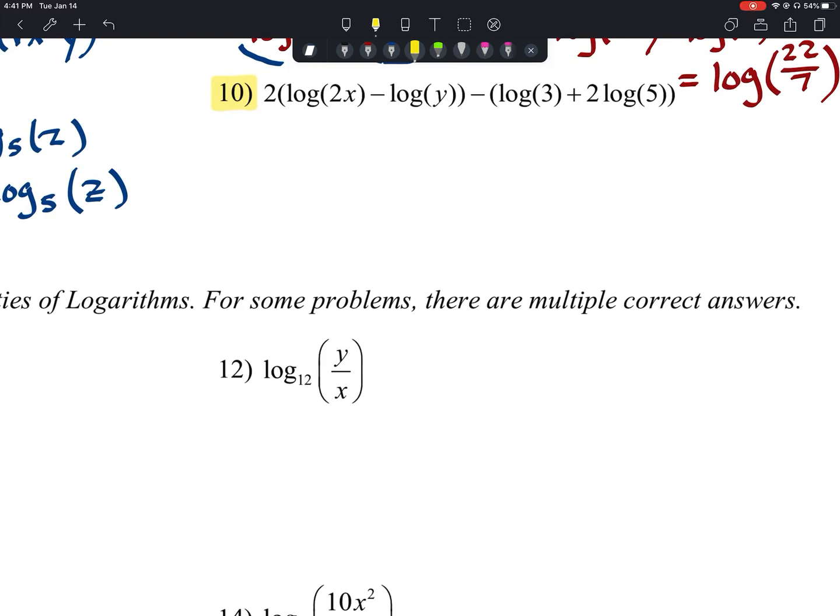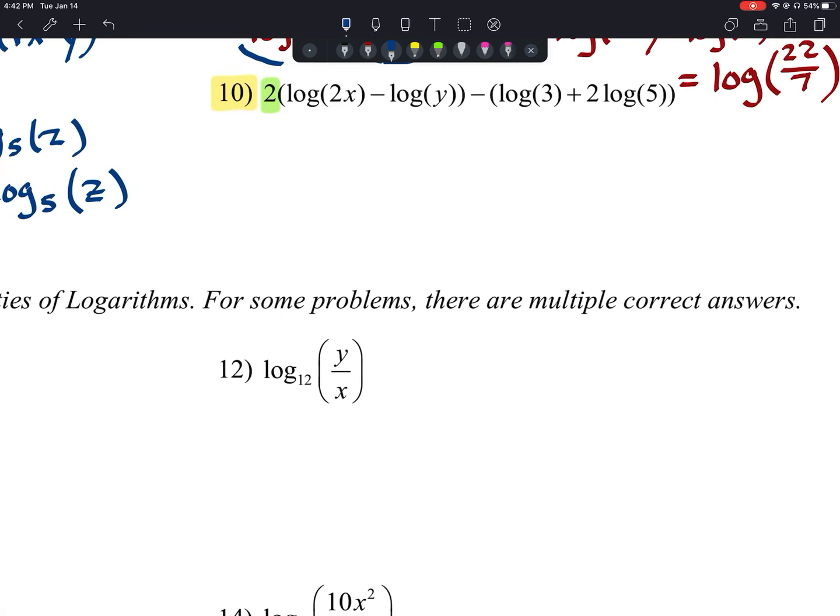So starting out here, it says that we've got 2 times the quantity of log of 2x minus the log of y, and then we're subtracting the log of 3 plus 2 times the log of 5. So starting out here, we're just going to use our order of operations. There's a couple ways this can be done, but I think just sticking to what we know is probably going to be the best. So as we look at the first part, yes, I know that we have this coefficient out here, the 2, but let's go ahead and do the inside of the grouping symbols first.